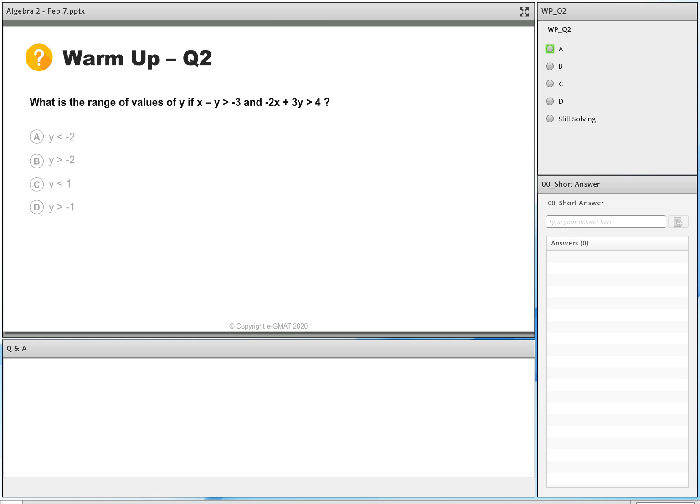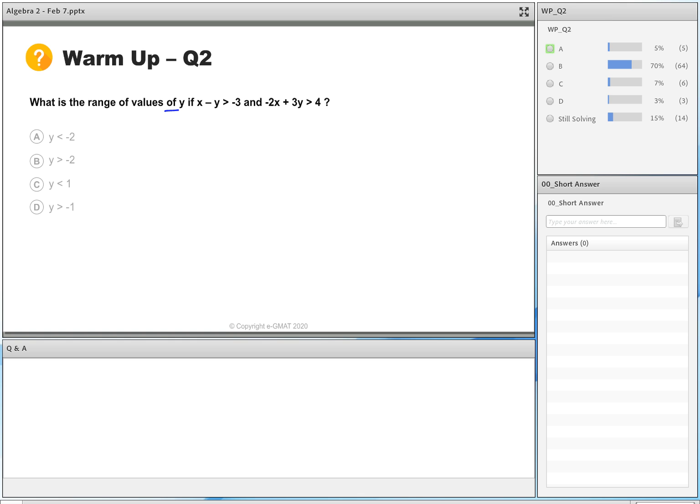Three, two, and one. Let me end the poll over here and broadcast the results. 70% of you tell me that the answer for this question is choice B. Around 15% of you tell me that it can be A, C, or D. Now let's read the question again. What is the range of values of y?